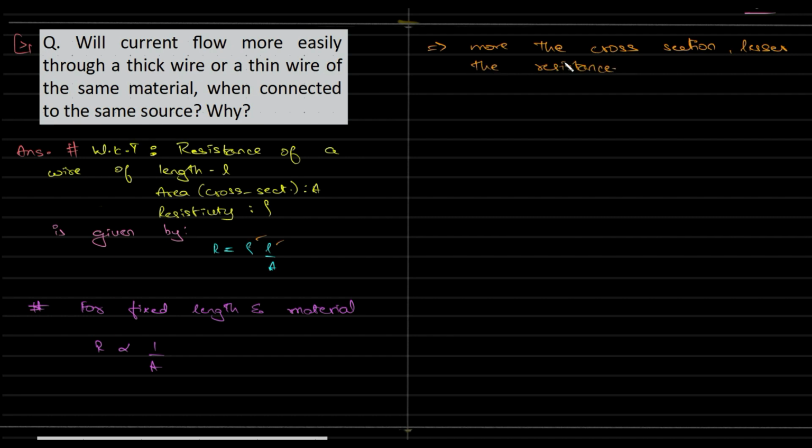So let's see if it answers, or we need to write a different statement. Will current flow more easily through a thick wire or a thin wire? So the answer is, now we should answer, thus current will flow more easily in thick wire. So this is the approach of writing.